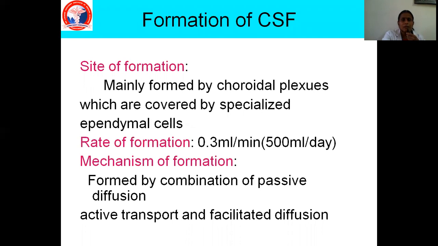So next one is the formation of CSF. As I said already, it is mainly formed in the choroidal plexuses. So the site of formation is choroidal plexuses, which are covered by the specialized ependymal cells. The rate of formation is 0.3 ml per minute or 500 ml per day. So mechanism of formation. It is formed by combination of passive diffusion, active transport, and facilitated diffusion.